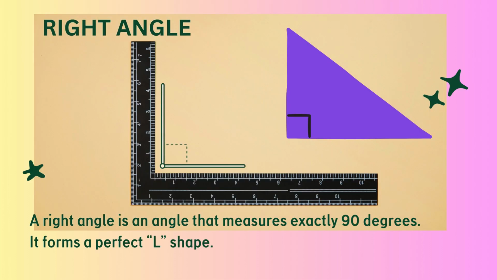A right angle is an angle that measures exactly 90 degrees. The angle looks like the English capital letter L. Wait. Why are we talking about right angle in the episode of Pythagorean theorem? The reason is Pythagorean theorem explains the relationship between the three sides of a right-angled triangle. The three sides of a right-angled triangle are called Pythagorean triples.